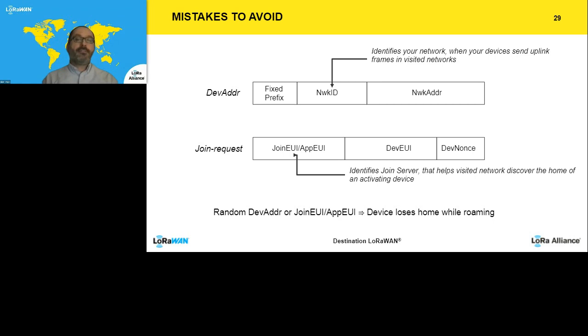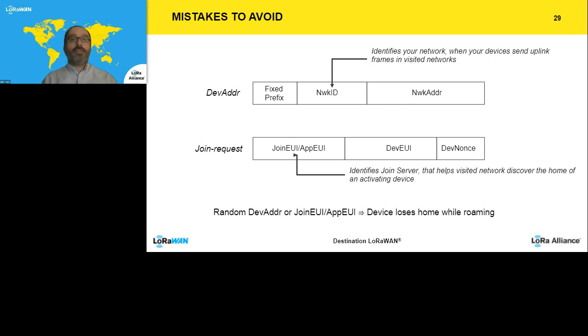Meaning that if someone uses a randomly chosen device address, they would obviously have the so-called network ID part being random. And when a device with a random device address happens to be roaming under other networks, those other networks, those visited networks, cannot identify the home network. So your device would be basically lost. Its traffic would never find home.